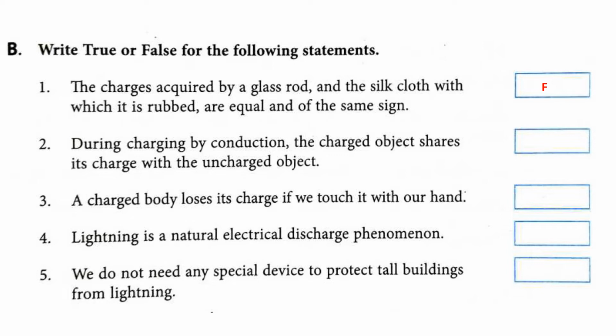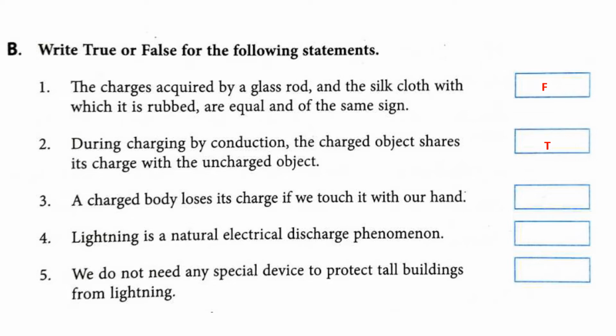During charging by conduction, the charged object shares its charge with the uncharged object. We have seen that charging is of three types. Charging by rubbing, that is by friction, charging by contact, that is conduction, and the third one charging by induction. So we have seen that in the conduction process, whenever we are taking the charged object and putting it near to the uncharged object, charge is shared. So we can write this as true.